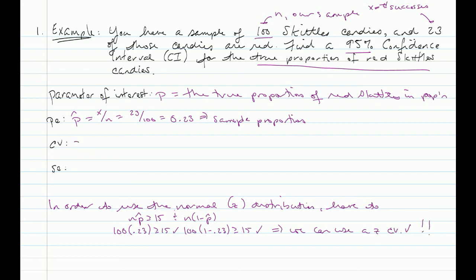So our critical value is going to be Z alpha over 2. What is alpha? Well, alpha, remember, is 1 minus our confidence level, and our confidence level is 0.95. Because we want 95% confidence, so that confidence level is 0.95. So that means alpha in this case is 0.05. So alpha over 2 equals 0.025. So Z sub alpha over 2 equals Z sub 0.025. And we get this from the normal table.